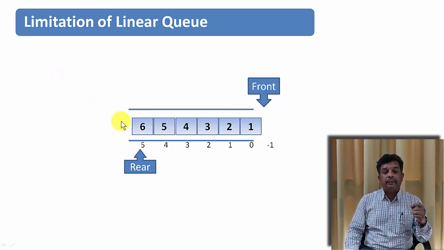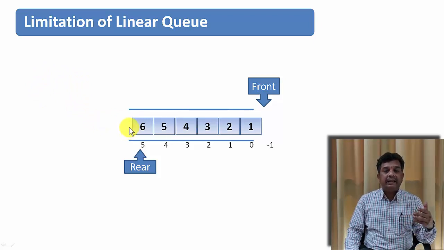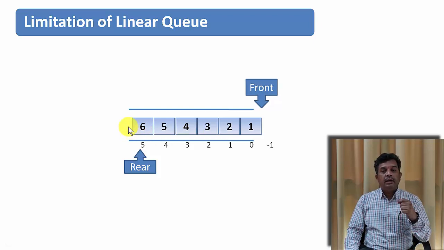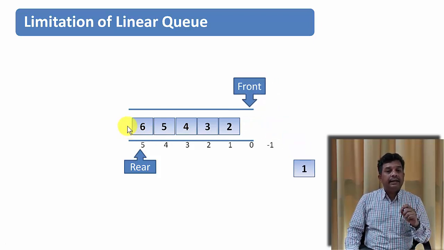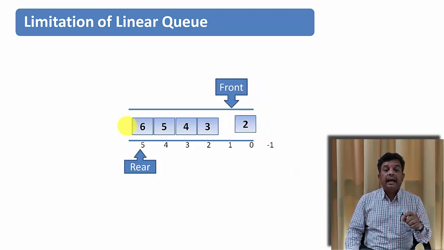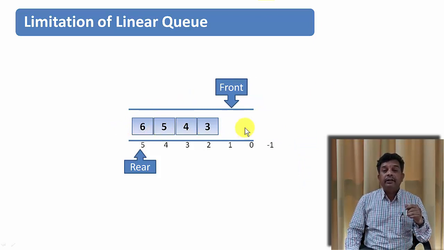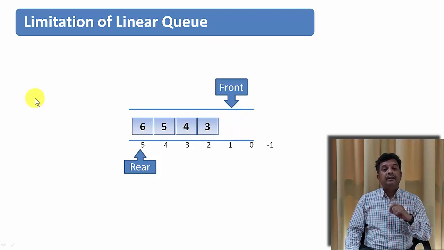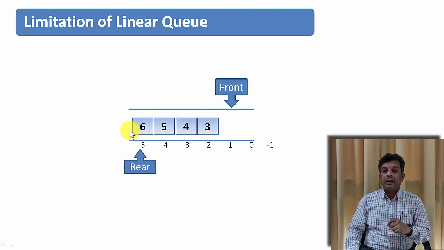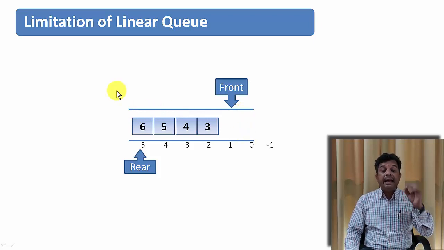Let us try to delete a few elements. While deleting, we need to increment the front and delete the element pointed to by the front. So now imagine 2 elements got deleted. There are some vacant spaces at the front, but as the rear is pointing to the last position, we cannot insert any more into the queue. Even though there are vacant spaces, we are not allowed to enter any more data. So the queue is not actually full. As the rear is pointing to the last element, we cannot make any addition to the queue.